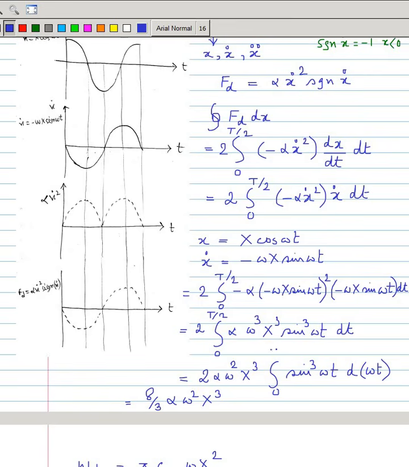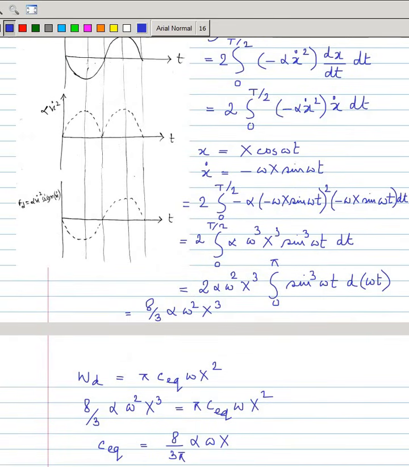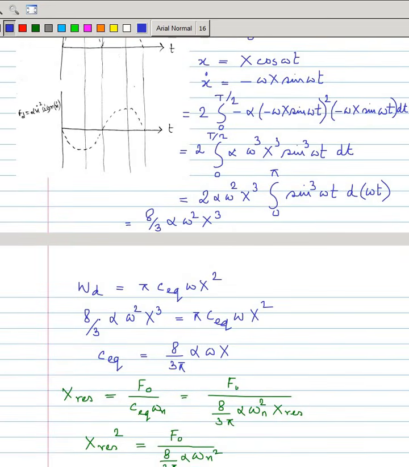So this is 0 to pi because it is a half cycle, and this is the energy dissipated. So now this has to be equated with this.